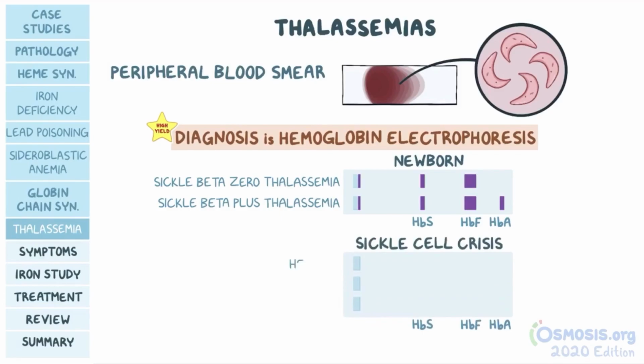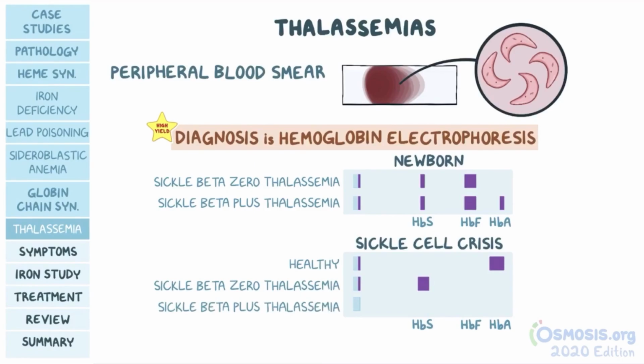In this case, a healthy individual would have an intense band of HbA, an individual with sickle beta 0 thalassemia would have an intense band of HbS, and an individual with sickle beta plus thalassemia would have an HbS band with a light HbA band.